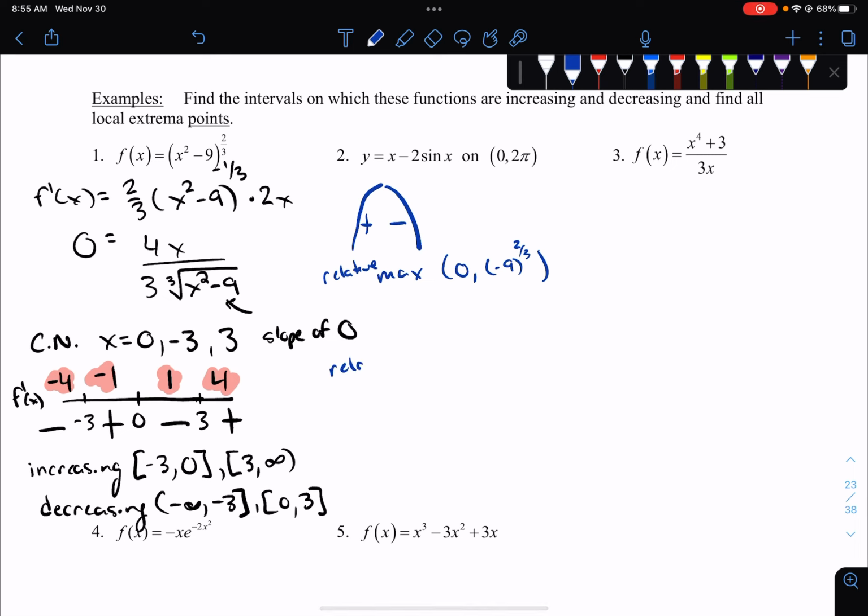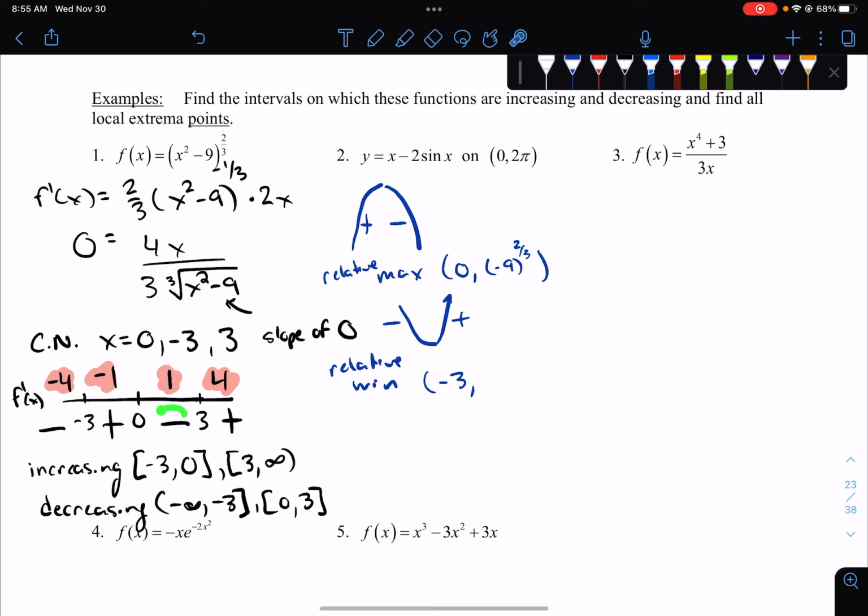Now to find my relative minimums, those happen anywhere my function is going down, anytime my function is decreasing and it stops and goes back up. So anywhere I go from a negative to a positive, that tells me that I have a relative minimum. So when I look at my sine chart, I have a negative until I get to -3, and then it switches to a positive.